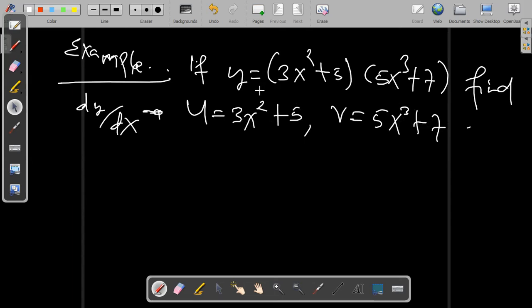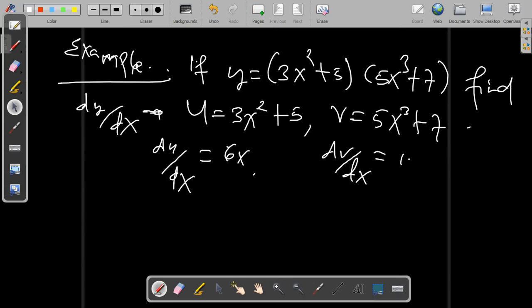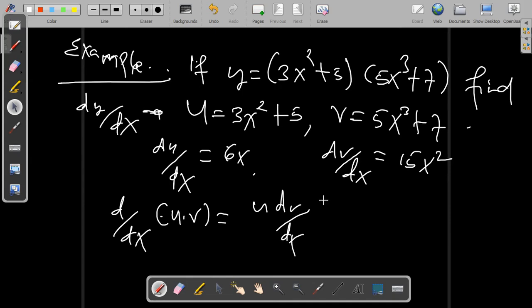After writing that, let's apply the derivative of du over dx, which will give you 6x. The derivative dv over dx will give you 15x raised to power 2. Now let's plug into our common formula from the product rule: d over dx of uv is equal to u times dv over dx, plus v times du over dx.